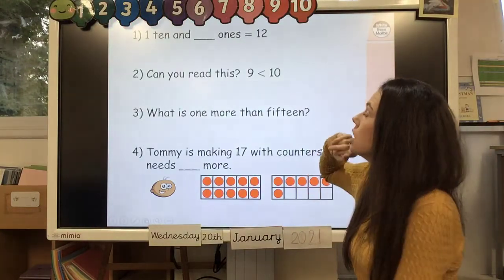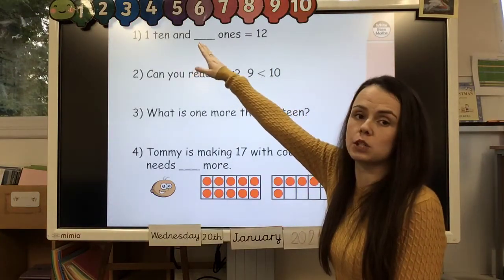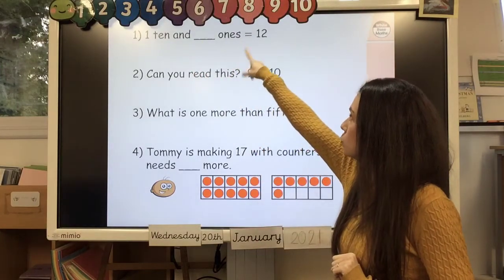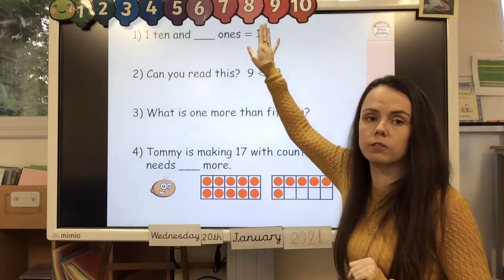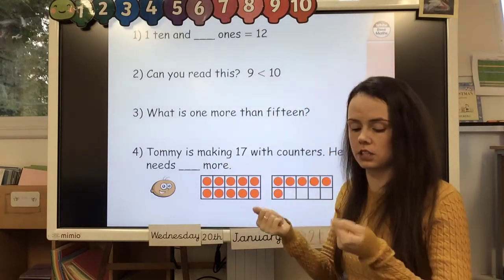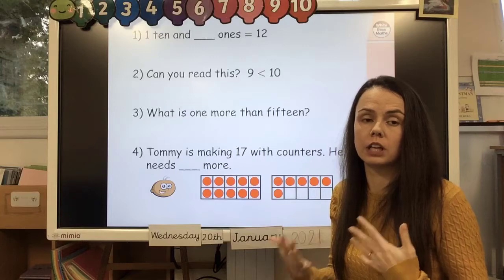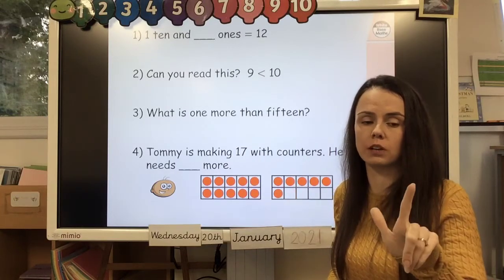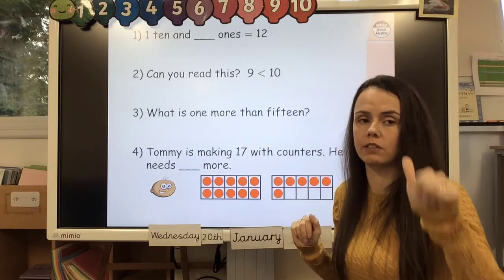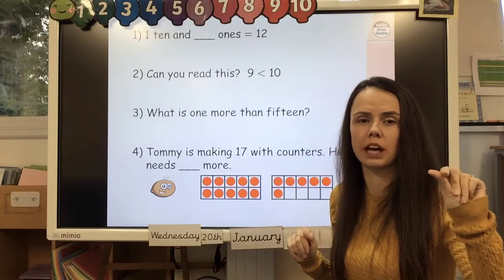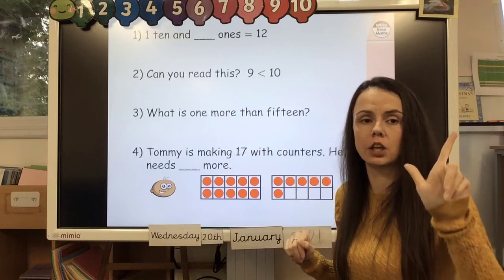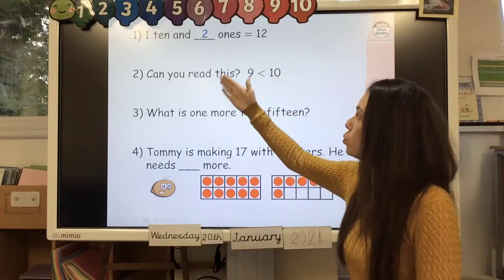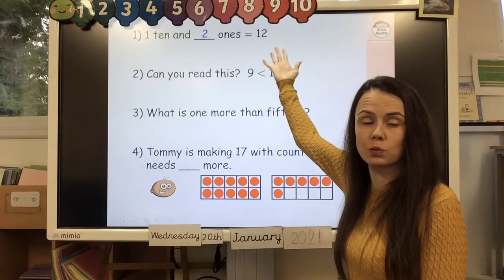So we have got question number 1. It says 10 and something ones is the same as 12. So how do we make 12? 12 is 10, 11, 12. So how many ones did we have? 10 and 2 ones. Fantastic. So I've got 2 little fingers here. So 10 and 2 ones equals 12.